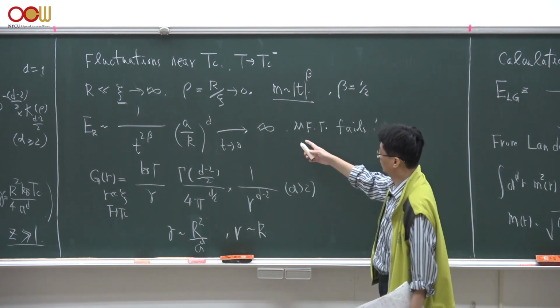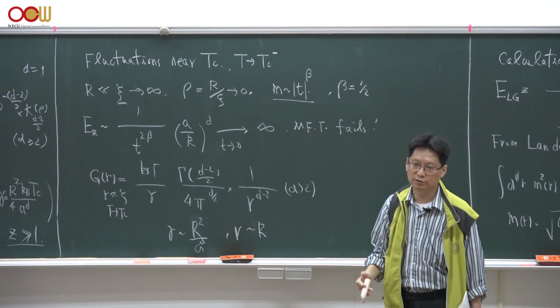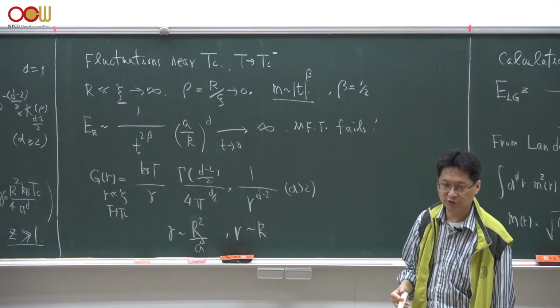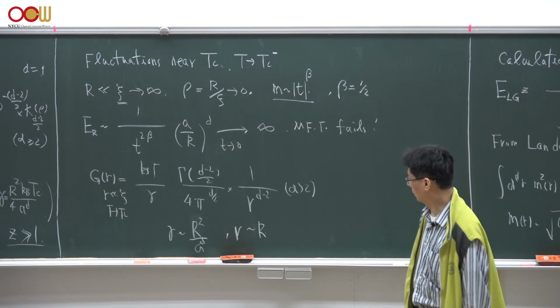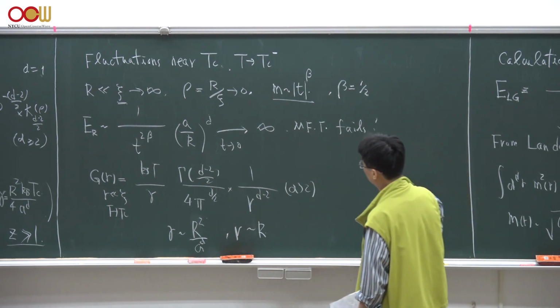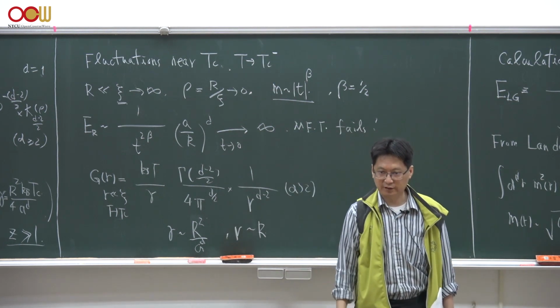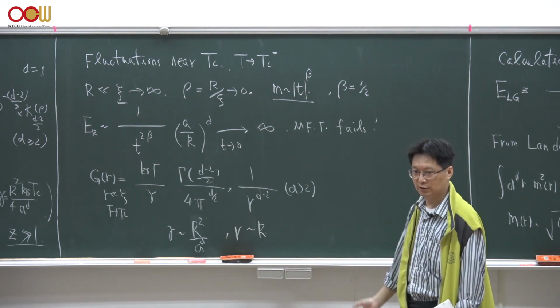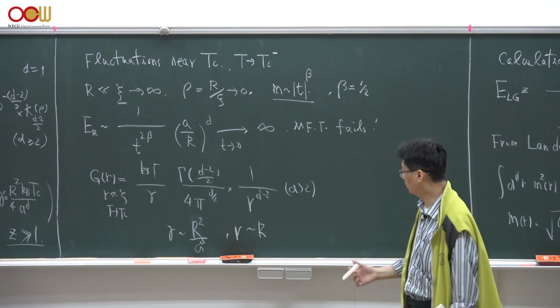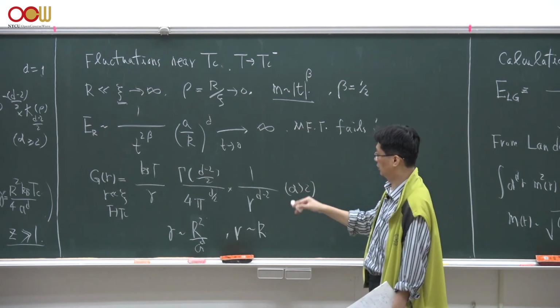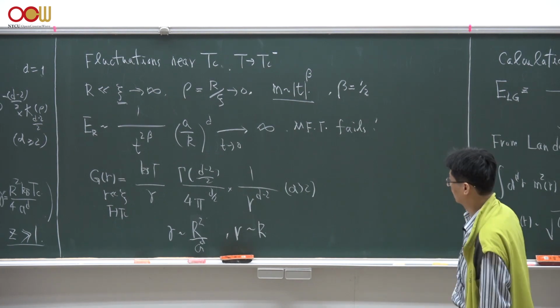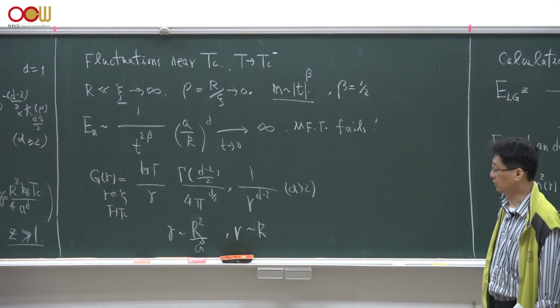But unfortunately, the temperature range very close to Tc is mostly the range of our interest. So we are interested in the behavior when temperature is close to the critical temperature. And in that regime, the Landau theory breaks down. So we need to fix this. But first of all, we need to calculate how bad the situation is when this Landau theory breaks down.